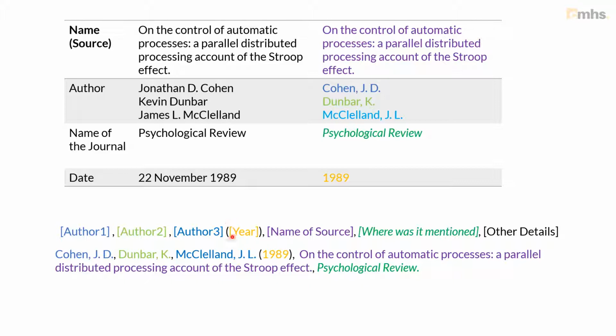After the third author, there is the year that we put in round brackets. Then I put a comma. Then I put the name of my source, which is the name of the document. Then I put a comma, and then I write the name of the journal. And then if I need to add any other details, like retrieved from which URL, or perhaps the name of the publication house.